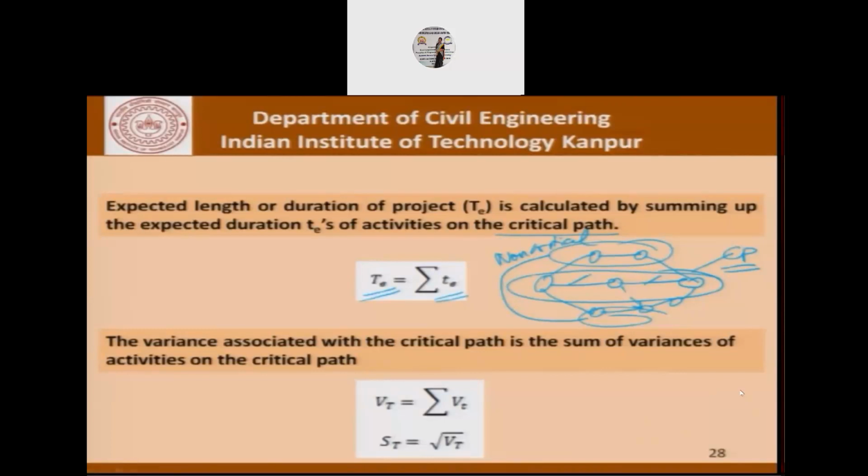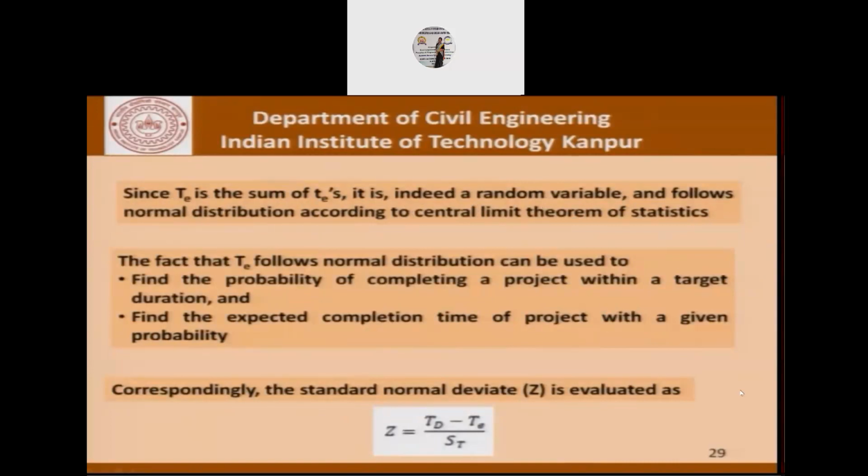And the variance associated with the critical path is the sum of the variances of the activities on the critical path, and we can find out the standard deviation by finding the square root of this variance. So this is the statistical concept which we are not deriving in this course, and I'm leaving it to you to take a look at some of the statistics textbooks and move forward. Now, since the capital TE is the sum of small te's, it is indeed a random variable and follows normal distribution according to the central limit theorem of statistics. The fact that capital TE follows normal distribution can now be used to do these two things.